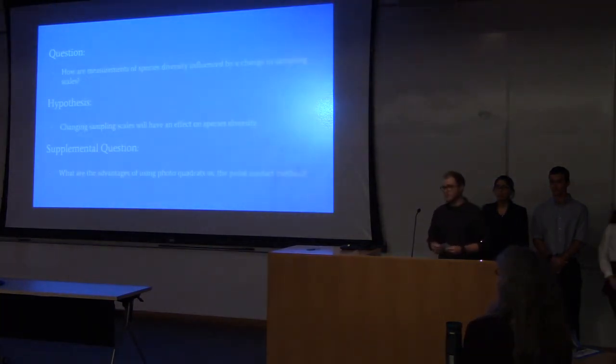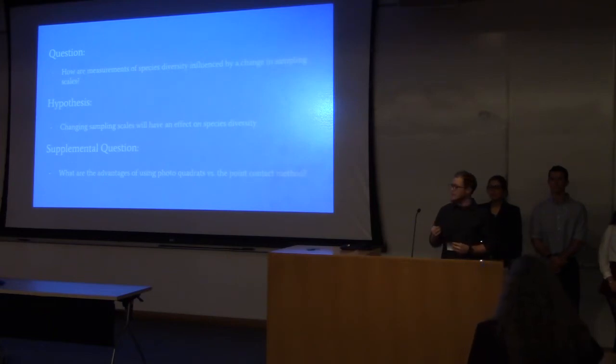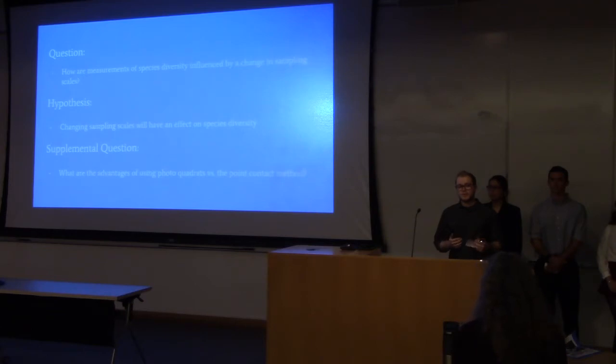So this brings us back to our initial question concerning what would happen if we changed our sampling scales as far as our measurement of species diversity. So we hypothesized that by changing the sample scale, we will see an effect on species diversity. And we also had a supplemental question going in, wondering about the advantages of using photo quadrats versus the point contact method.